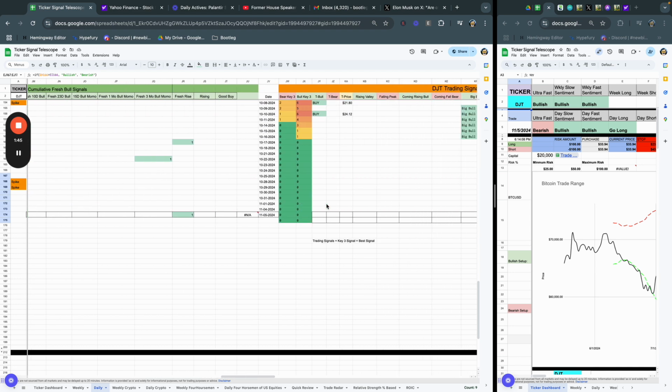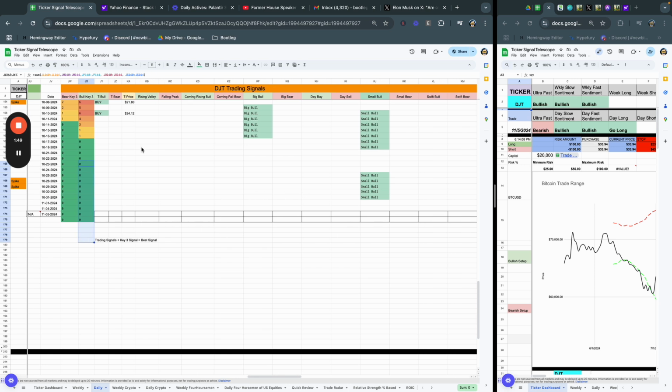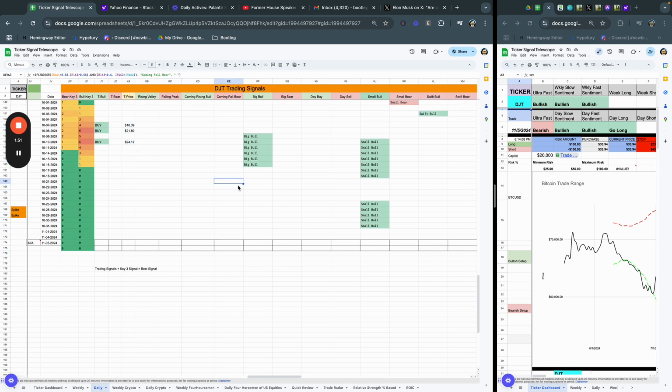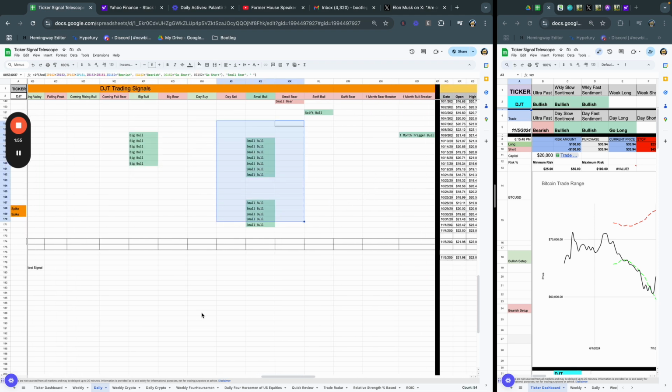Now, if we look at the overall signals, what we're probably going to see is no bull key three, no bear key three, no bull key three. We're going to see some buy signals that we had back here around the 21 and the $18. We've got some big bulls, we've got some small bulls. We don't have anything that's convincing though.